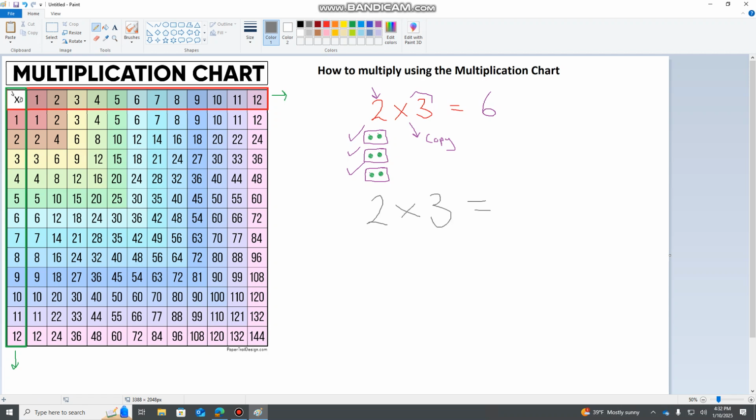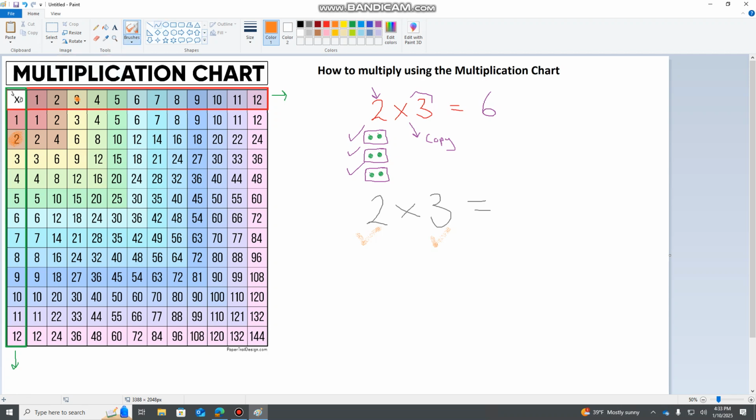So step number 1, let me take the color orange. I'm going to start on my left side right over here, and I am going to find the number 2 right here. That's 2. You see that? So this is taken care of, 2. Now I'm going to look for the number 3. And where will I look for this number 3? I'm going to go right here on the top row and go across it and see if I can find the number 3. Right there. You guys see that? I found my two numbers.